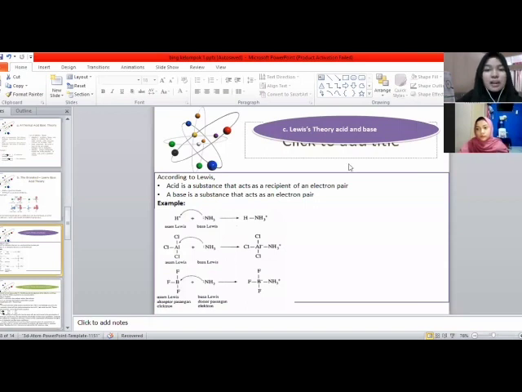3. Lewis theory of acid and base. According to Lewis, acid is a substance that acts as a recipient of an electron pair. A base is a substance that acts as an electron pair donor. Acid-base reactions, according to Lewis theory, are related to the transfer of electron pairs that occur in coordinate covalent bonds. The following are examples of reactions from Lewis acid-base theory. Look at the PowerPoint.